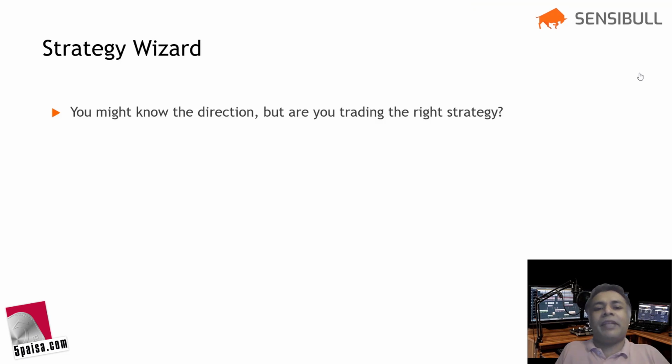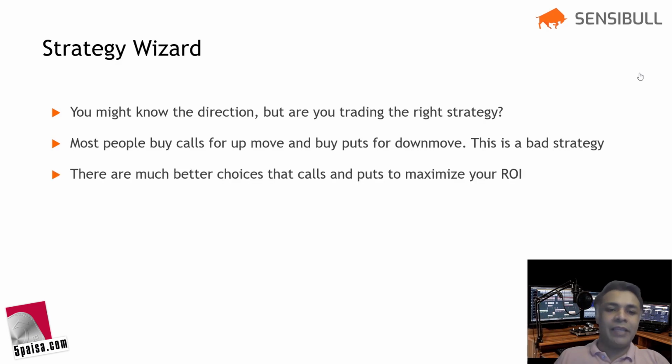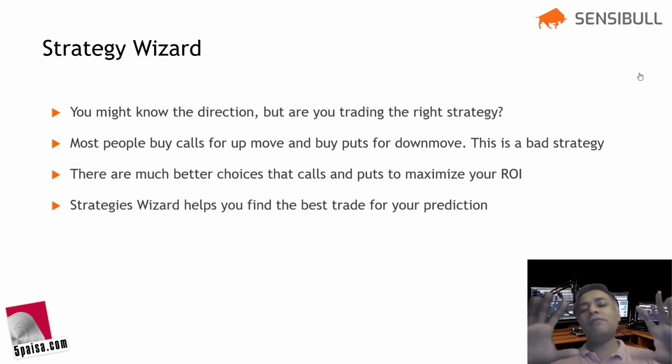This is a common question, right? You know the direction, but you're not sure if you're trading the right strategy. And most people end up buying calls for an up move or buying puts for a down move, and that is a bad strategy, because you can actually buy a put and market can go down and you can still lose money, right? And there are much better choices than calls or puts to maximize your return on investment, and Strategy Wizard helps you find the best trade for your prediction.